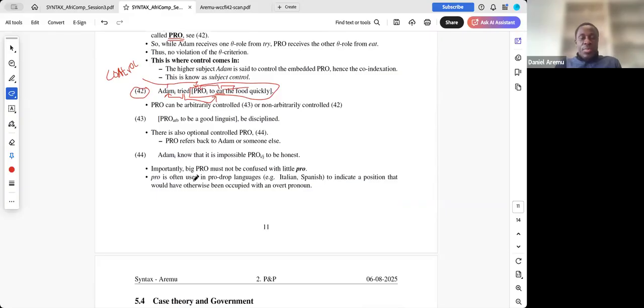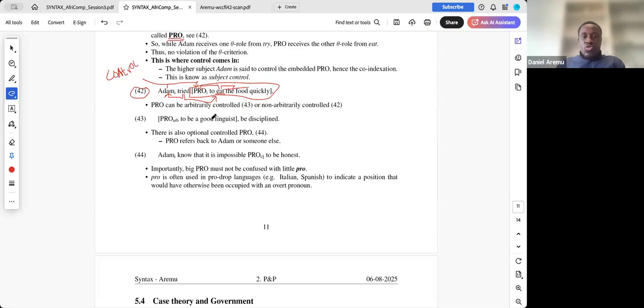So let's wrap it up. Now, what we've seen is that pro is controlled by the subject, and that is where control comes in. The fact that it has the same reference, you can just say the antecedent of this pro is controlling it. But pro can also be arbitrarily controlled, like in 43.